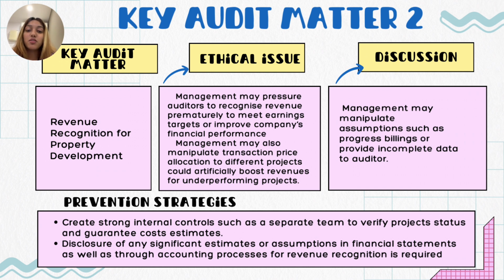And how this may arise, you may ask, is that management may manipulate assumptions such as progress billings or provide incomplete data to the auditor. This will make auditors feel more compelled to adhere to management assertions, and the prevention strategies are, first of all, to create strong internal controls such as a separate team to verify project status and guarantee these cost estimates. Secondly, disclosure of any significant estimates or assumptions in financial statements as well as thorough accounting processes for revenue recognition is required.